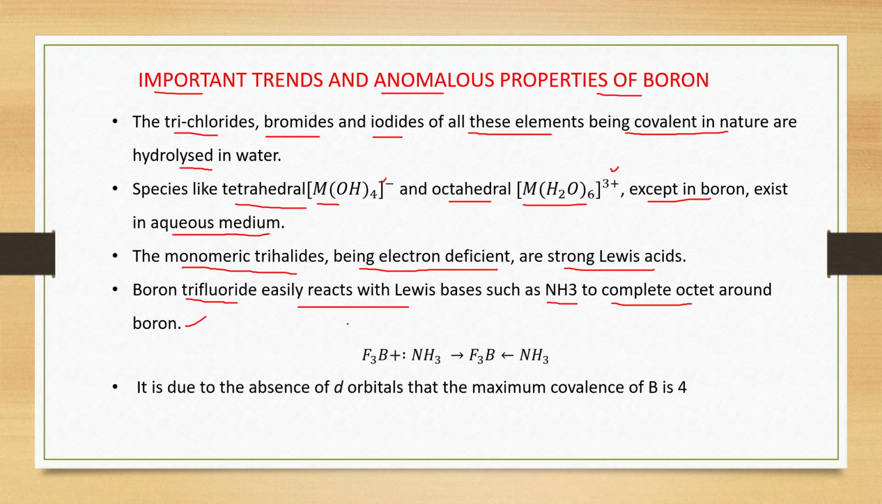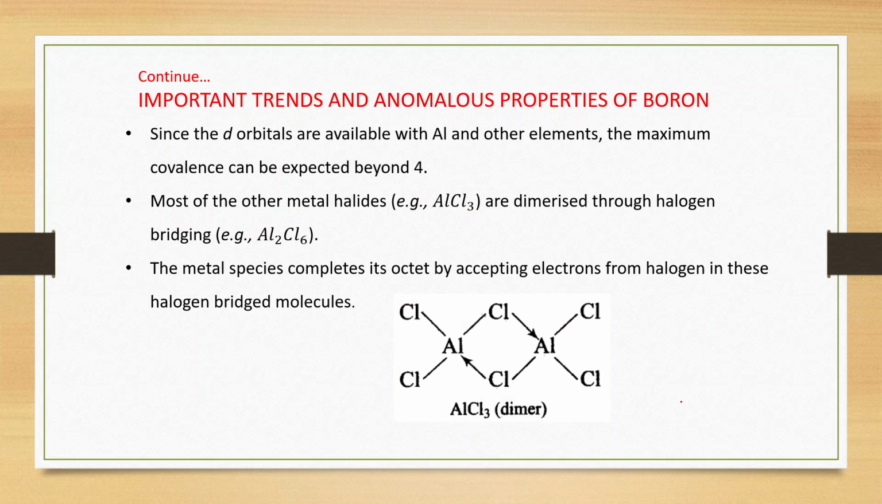We already discussed this reaction. Here, boron is electron deficient, and this nitrogen has one lone pair of electrons. This electron pair is donated to this boron, forming this addition compound. It is due to the absence of d orbitals that the maximum covalency of boron is 4. Since d orbitals are available with aluminium and other elements, the maximum covalency can be expected beyond 4.